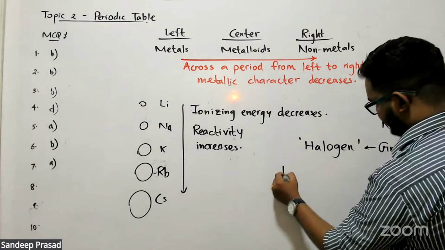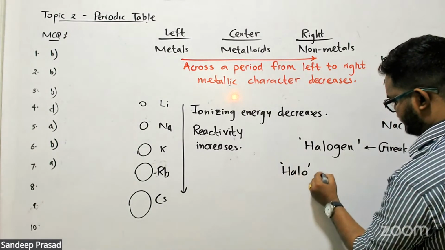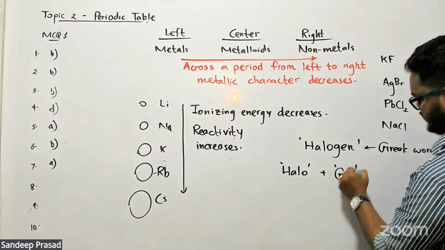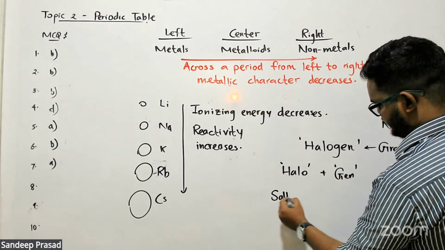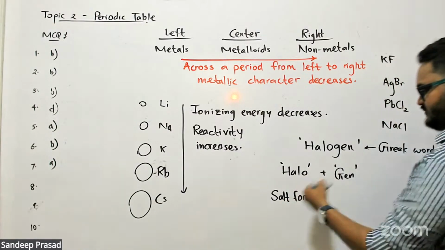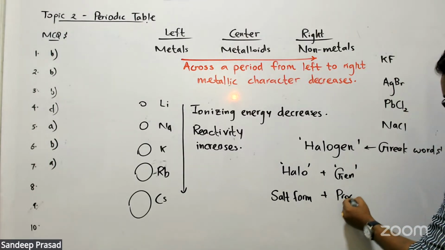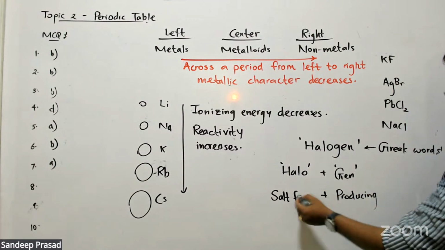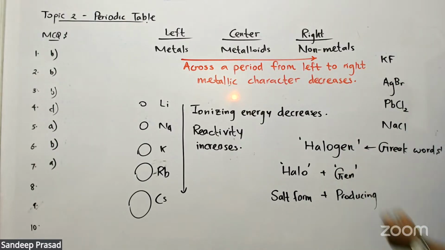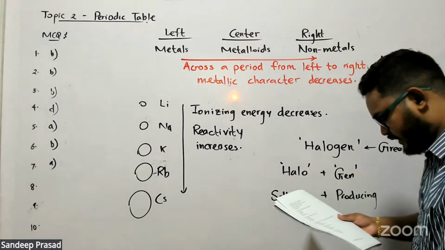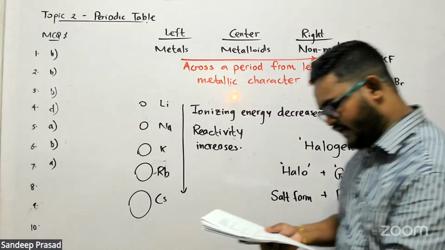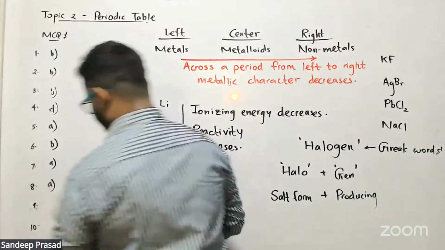So halo means salt form. That means that is the salt nature, right? So gen means producing, right? So that means salt-producing elements are known as halogens. That's how the term halogen comes. Okay, so that's a Greek term. So just remember that one. Okay, it's not a big deal. So anyhow, question number 8, which is a halogen. So our answer should be simply A, chlorine. Question number 8 answer is A.